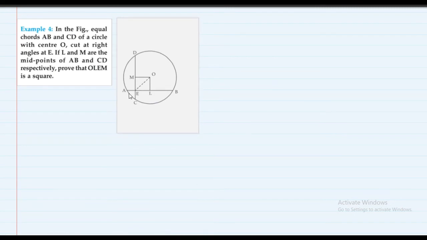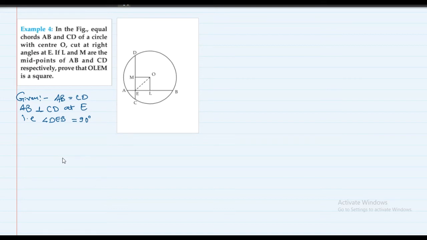Okay, so this is the question and the figure. In the figure, equal chords AB and CD of a circle with center O cut at right angles at E. That means they intersect each other at E, which is 90 degrees. So in the given, I can write AB is equal to CD, cut at right angles at E. AB is perpendicular to CD at E. That is, angle DEB is equal to 90 degrees.